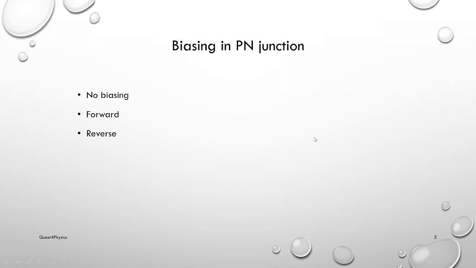In this slide, we will discuss biasing in the PN junction. So we have three conditions. The first is no bias, then the forward bias and the reverse bias. When there is no external potential applied to the junction, different components of charge carriers could be transported in both regions. And there are two types of majority carriers, electrons in n-type and holes in p-type. Same for the minority carriers, electrons in p-type and holes in n-type.